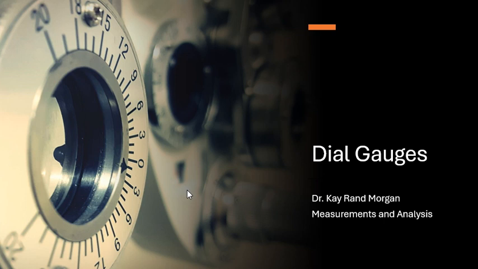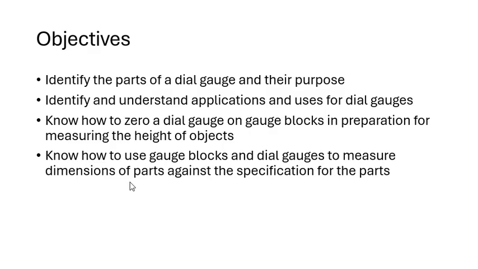Okay, so we'll get into dial gauges this week. First, we're gonna learn the parts of the dial gauge and then applications. Then we'll get into how to zero the dial gauge, how to measure object heights, and then we're gonna do our usual thing using your gauge block to measure the heights.